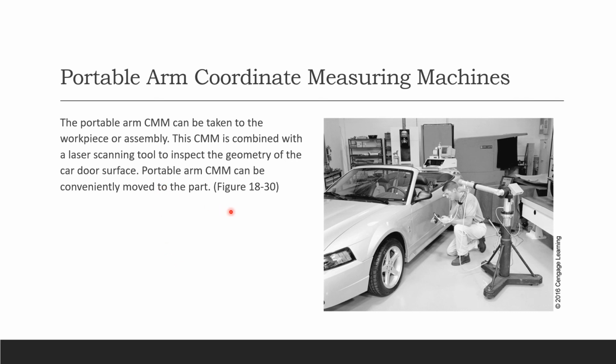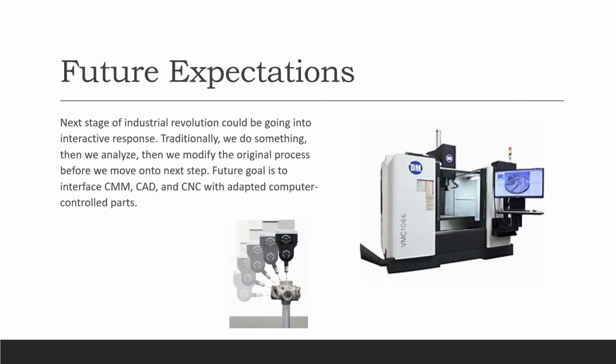So portable CMM can be, why is it portable? Because we want to pull it right everywhere we want to go. You can't put this thing into the machine. It's better to bring the CMM to the part. Why? Because the part is big. So you can move around and then measure. So portable arm is very convenient. Why? Because it can be moved with you.